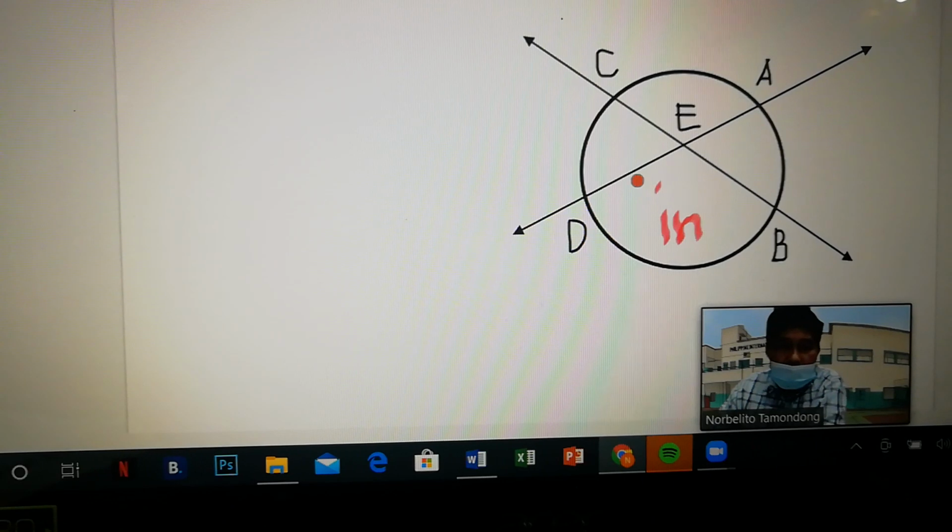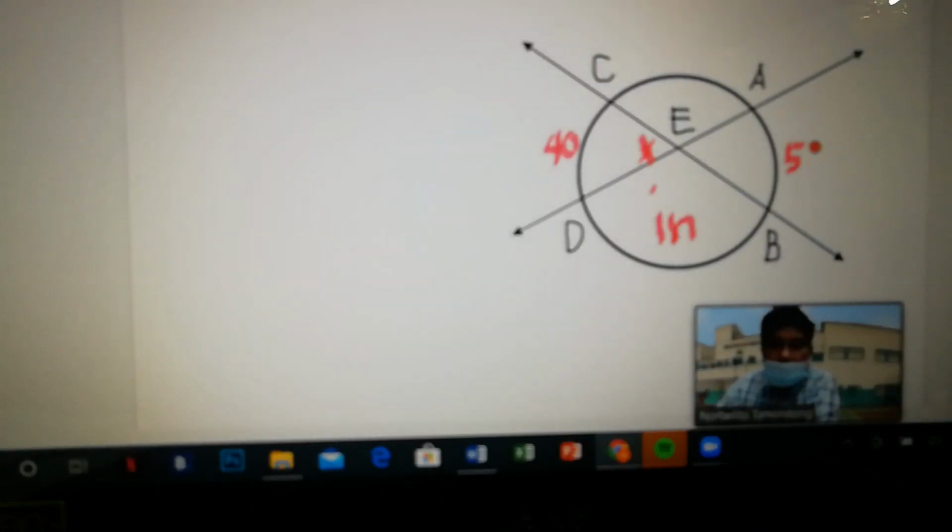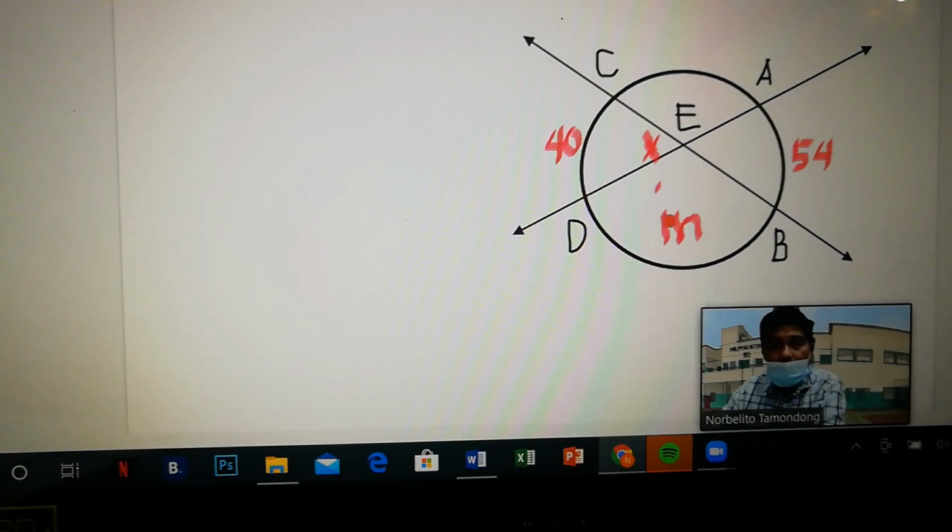Okay, so halimbawa nun, let's see, this is equal to x. We want to find x. And the measure of its intercepted arc is equal to, let's see, 40 degrees. And the measure of the intercepted arc of its vertical angle is, let's see, 54 degrees. Then, what is the measure of angle x?